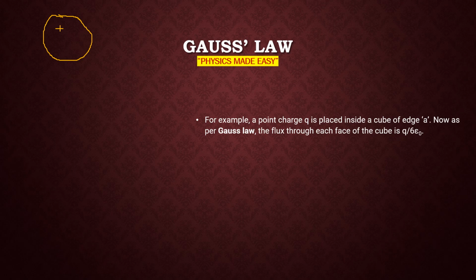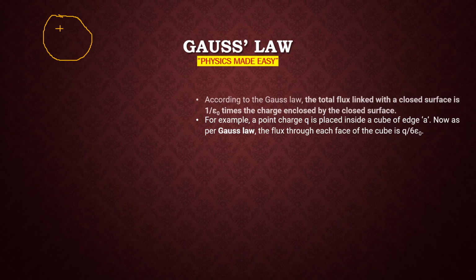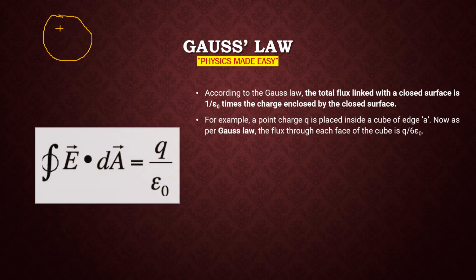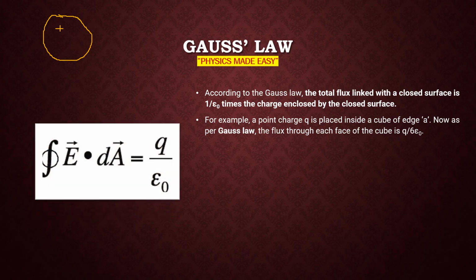What is its main purpose? Here is the definition: Gauss law explains that the total flux linked with a closed surface is equal to 1 by epsilon naught times the charge enclosed by the closed surface. So we can use Gauss law to find the total electric flux through any closed surface.